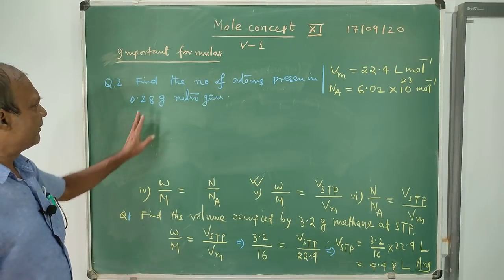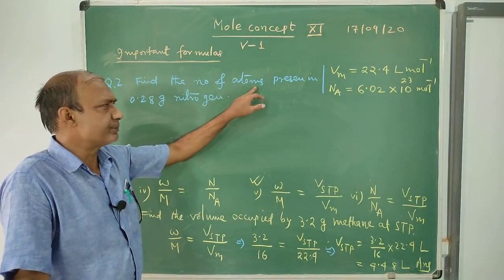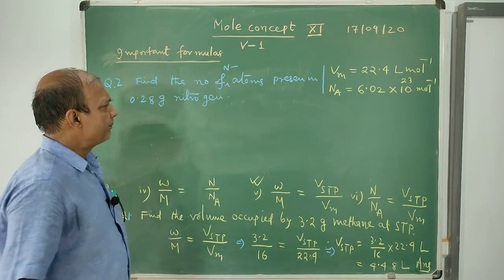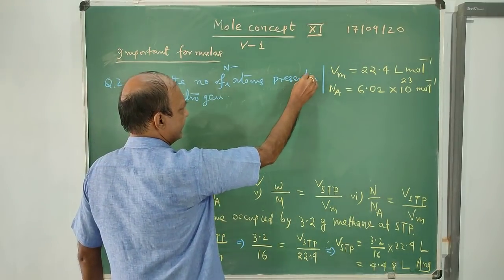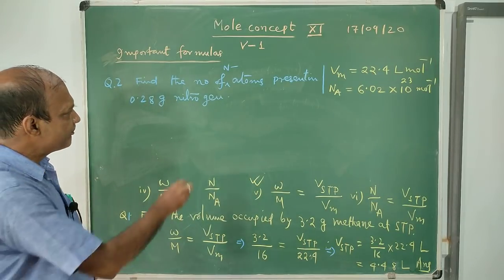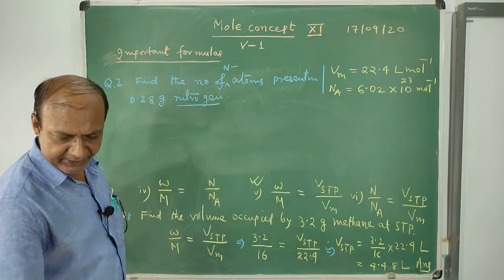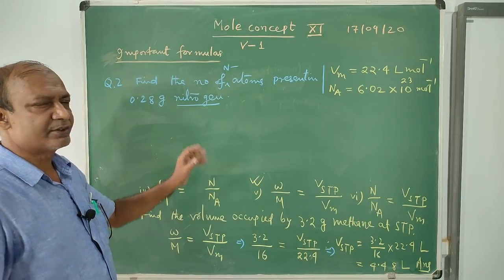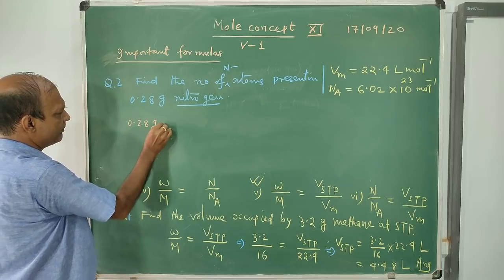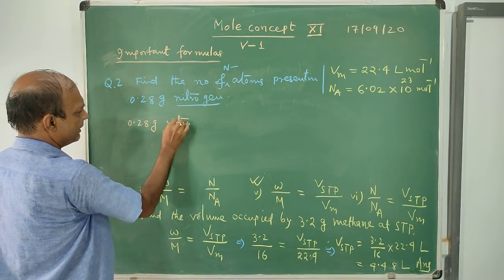0.28 gram nitrogen. Find the number of atoms. Atoms means nitrogen atoms, obviously, present in 0.28 gram nitrogen. If it is written simply nitrogen, you will understand nitrogen gas. So 0.28 gram nitrogen gas.